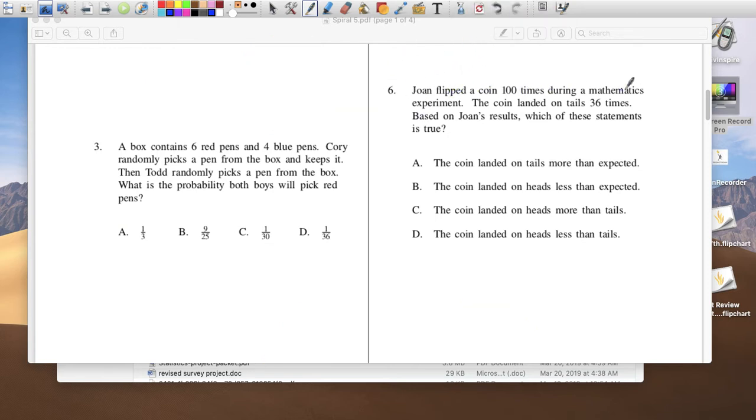6. Joan flipped a coin 100 times during a math experiment. The coin landed on tails 36 times. Based on Joan's result, which of these statements is true? The coin landed on tails more than expected.